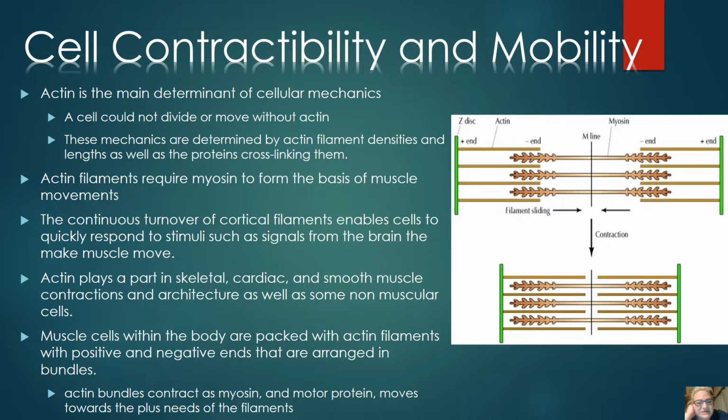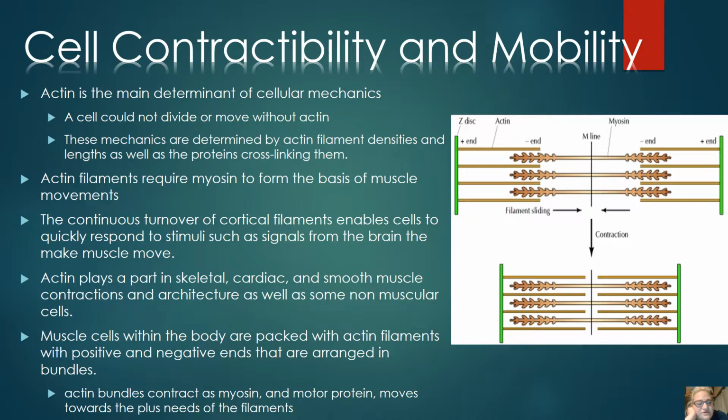Cell contractility and mobility. Actin is the main determinant of cellular mechanics. A cell cannot divide or move without actin. These mechanics are determined by actin filaments' densities and lengths as well as proteins cross-linking them. Actin filaments require myosin to form the basis of tissue movements.